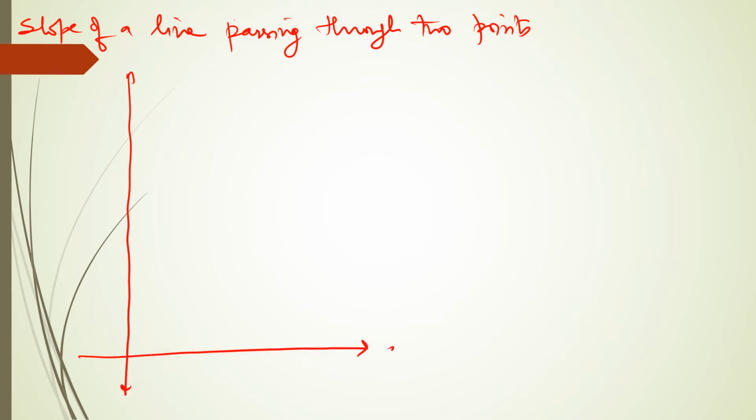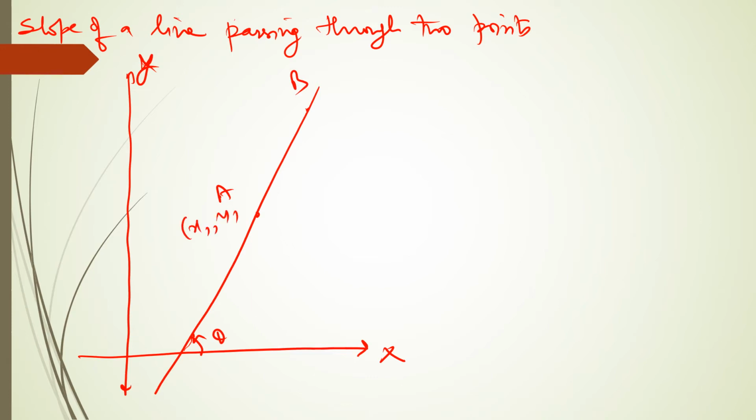Now let us come to the new topic, slope of a line passing through 2 points. Here we will find the slope of a line which passes through two given points. First of all, we draw the coordinate axes. We take a line. This is the y-axis. This is the line which makes an angle theta with the positive x-axis. So we consider 2 points A and B. The coordinates of A are x1, y1 and of B are x2, y2.